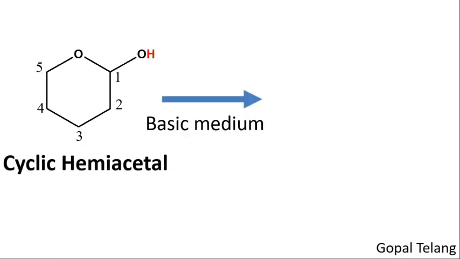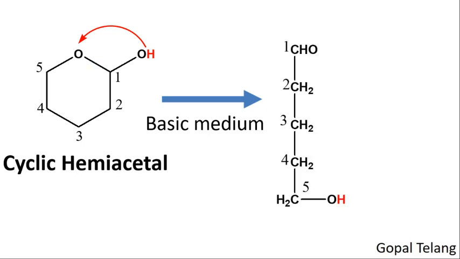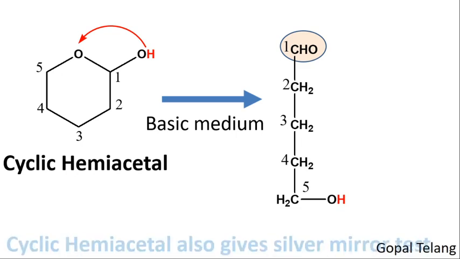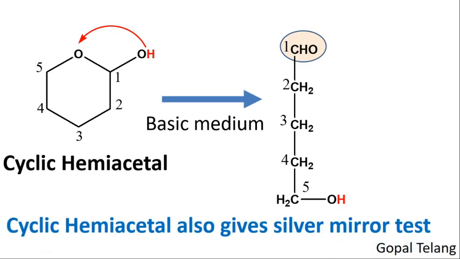Cyclic hemiacetal, again when treated in basic medium, again there is a hydrogen which will transfer back, this bond will dissociate and we will have an open chain like this, in which there is again an aldehydic group which will react with the Tollens reagent, and therefore the cyclic hemiacetal also gives the silver mirror test.